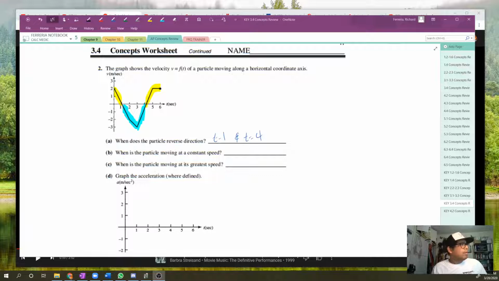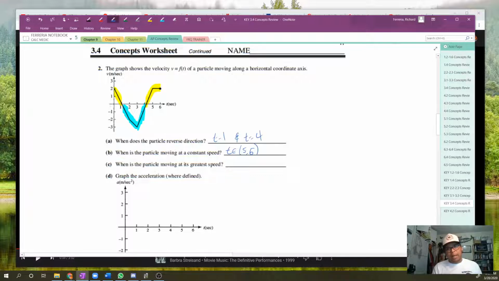So let's write that here. The particle is moving at a constant speed for the interval t between 5 and 6. When is this moving at its greatest speed? So when is the absolute value of velocity the greatest? And so the real quick way to figure this out is visually: when is the graph, the curve, as far away from the x-axis as possible?